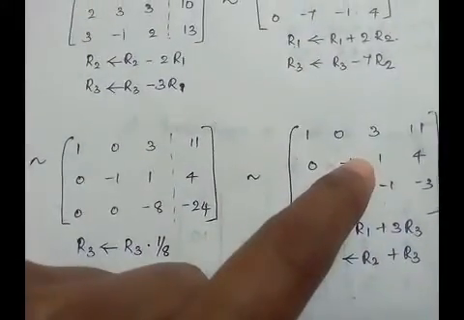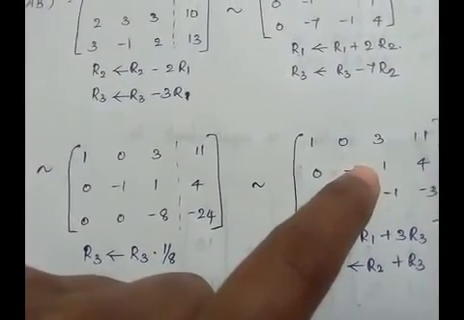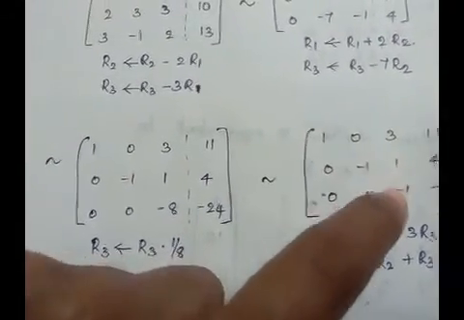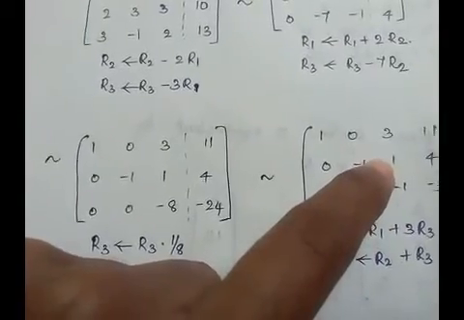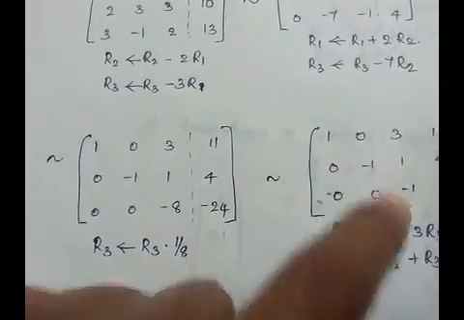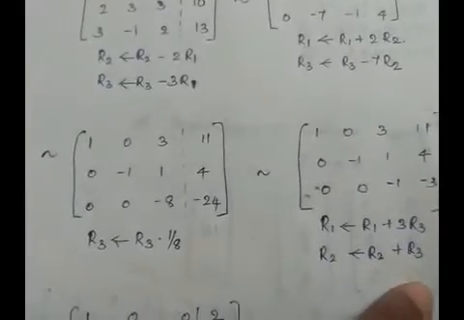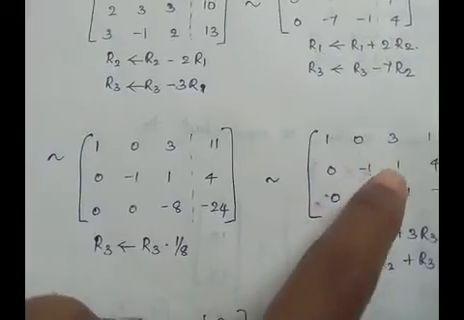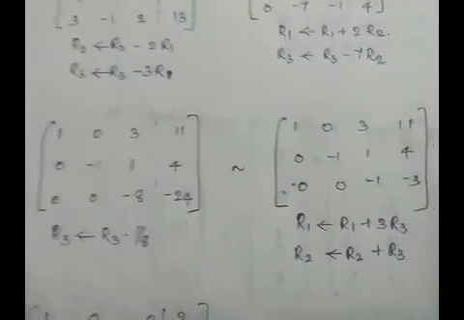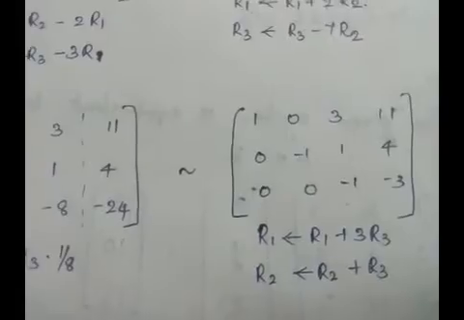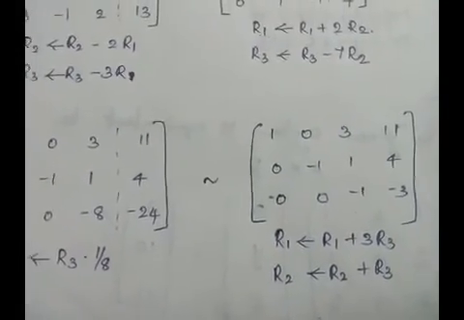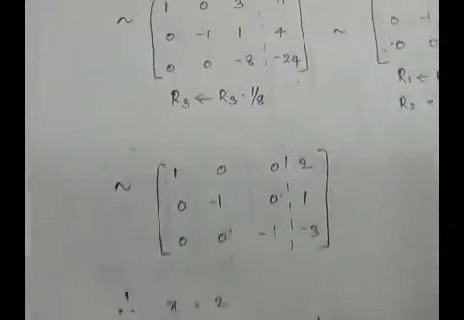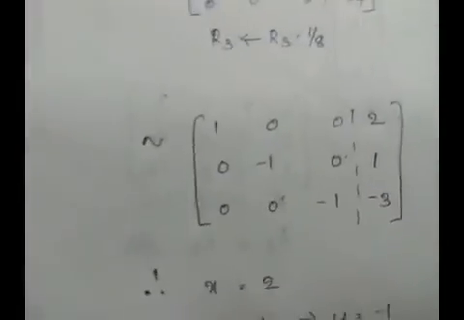Now in the second row, the element above the diagonal element is 1. That means just adding these two values, this will be converted to 0. That means row 2 will become row 2 plus row 3, and using this equation I can convert this value to 0. So these are the row operations which I had to apply to convert the elements above this minus 1 to 0. Now after applying it, the matrix will become like this.